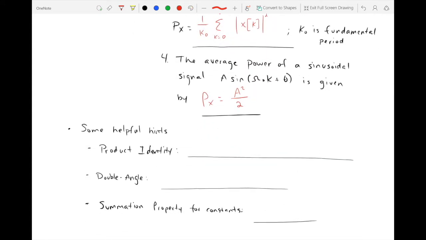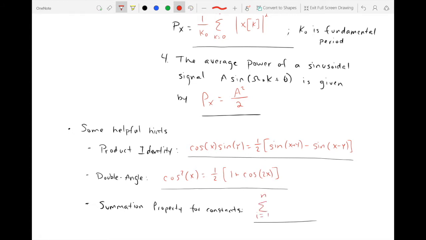I've also listed some helpful hints to help you simplify some of these signals. We have the product identity, which is going to be cosine of x times sine of y equals 1/2 sine of x plus y minus sine of x minus y. We also have the double angle formula, which is cosine squared of x equals 1/2 times 1 plus cosine of 2x. We also have the summation property for constants, which is the summation of i equals 1 to n times the constant equals n times that constant.